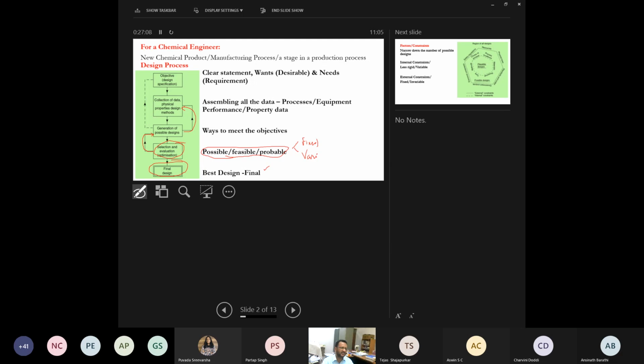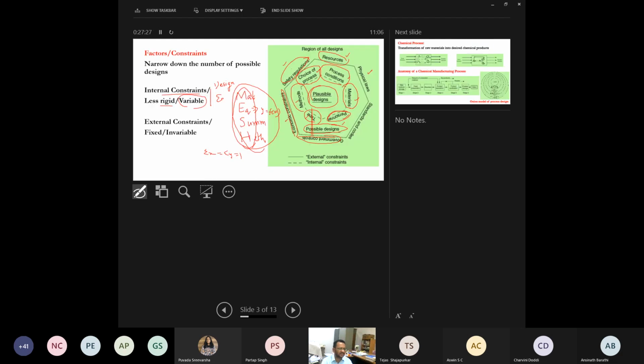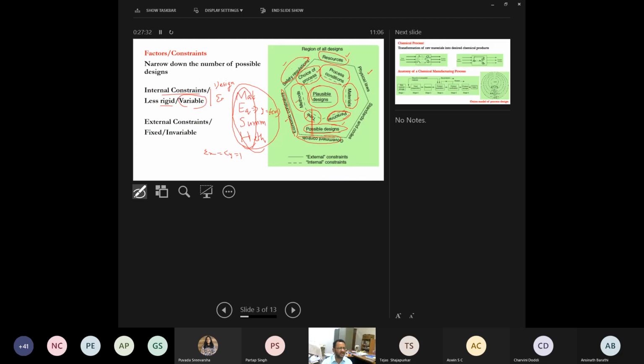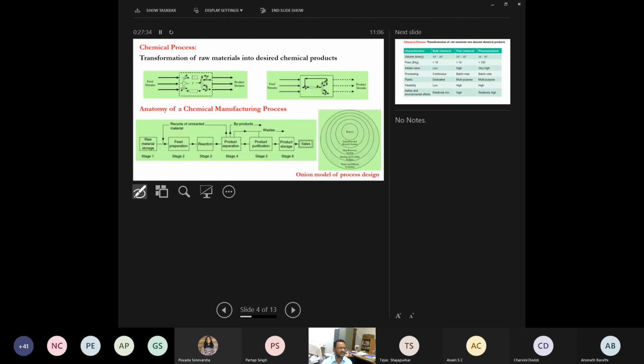Also sometimes, the instrumentation we are using to measure temperature, pressure, flow rate, and composition, the accuracy of these instruments will also reflect on your design calculations. These are some other constraints. Once your final design is decided based on these internal and external constraints, we can go for product design, process design, or equipment design.